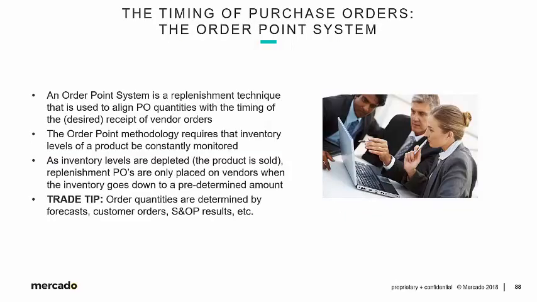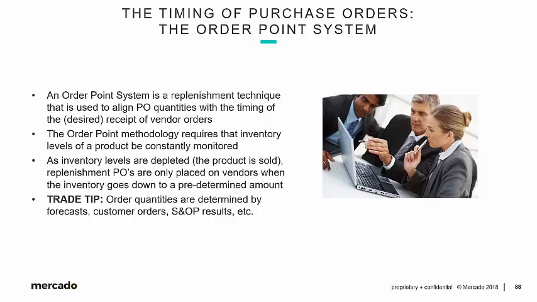We'll note in our title that we're talking about the timing of purchase orders, the order point system. It's a technique for replenishing inventory, and it's pretty important as it relates to international trade. An order point system is a replenishment technique that is used to align PO quantities, as we spoke of a moment ago, predetermined for our purposes, and the timing of the desired receipt of vendor orders. When do we wish to receive those orders? Right when we need to replenish existing inventory.